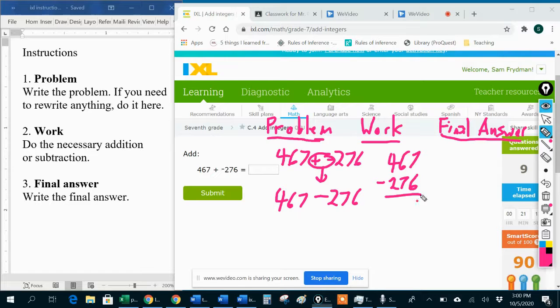And let's see, 7 minus 6 is 1. I can't take 7 away from 6. Here I took 6 away from 7. I can't take 7 away from 6. So I borrow from the 4. That becomes a 3. Put a 1 next to the 6. Now I have 16 minus 7 is 9 and 3 minus 2 is 1. So I'm going to get 191 here. Again, since I was taking a smaller number away from a bigger one, it's just like elementary school, and my answer is positive. Okay?